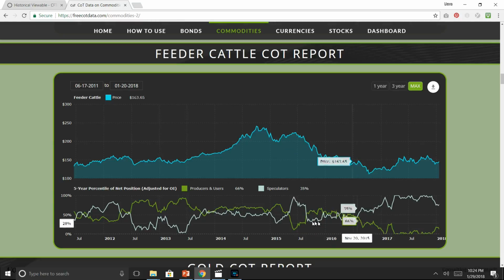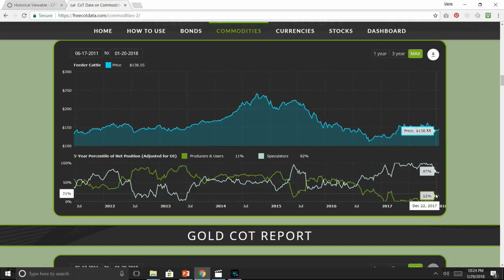So feeder cattle. The producers and the users weren't buying anything in November. And in December, it was 17%, the 5-year percentile of net position. And I'm going to go through the bottom, and it explains a little bit about the percentile. But it's basically what I said, in that it's not really the amount of contracts being bought and sold that matters. It's the change in the amount. So that's really important to realize.